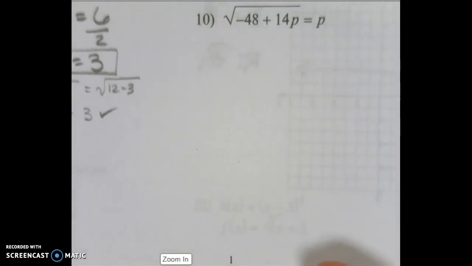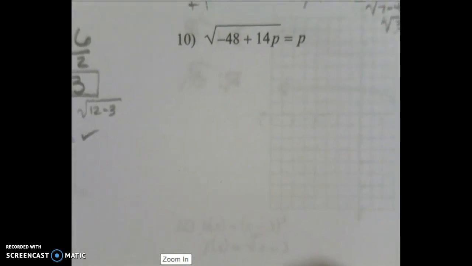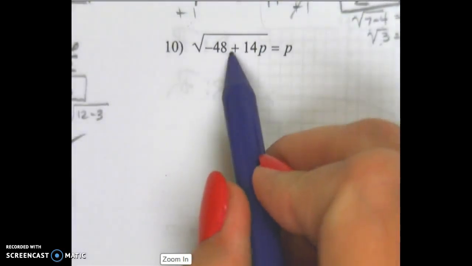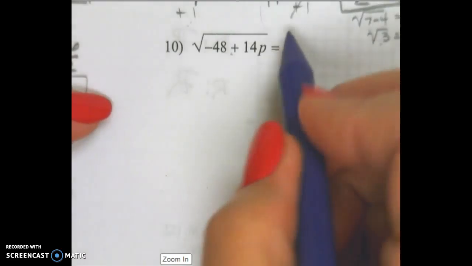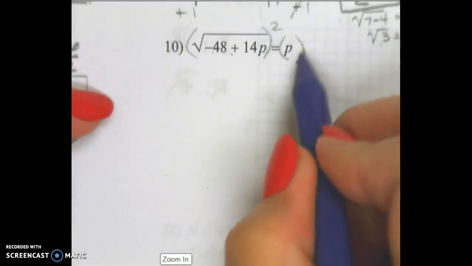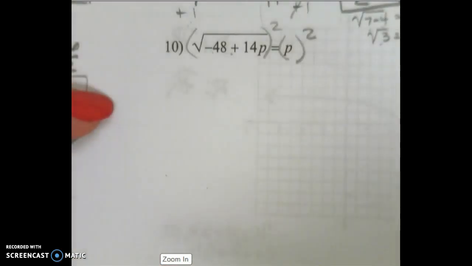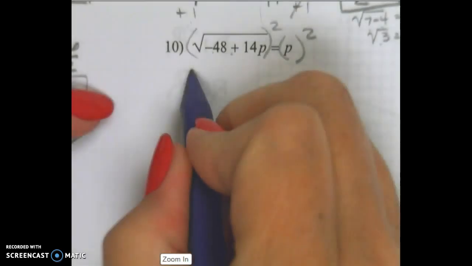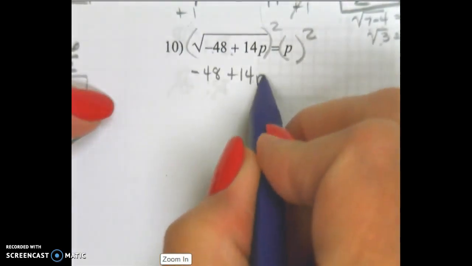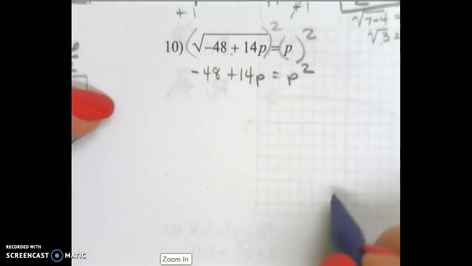Now, number 10 and 11 are a different type of problem. I have one radical, but I have variables on both sides. To get rid of this radical, again, I will square both sides. That has been an ongoing theme throughout the entire set of problems. So I get negative 48 plus 14p is equal to p squared.